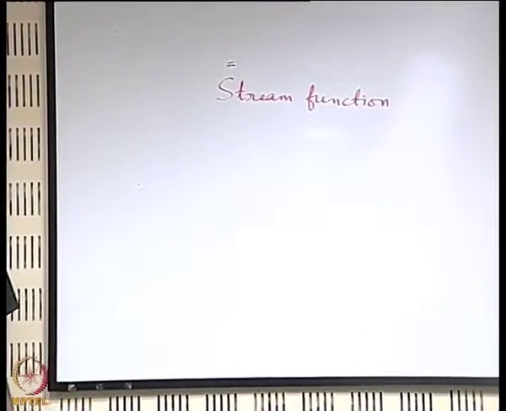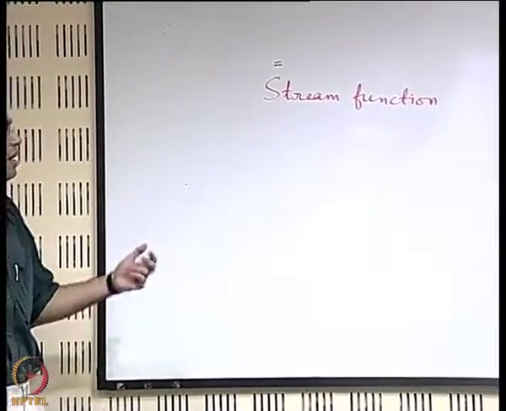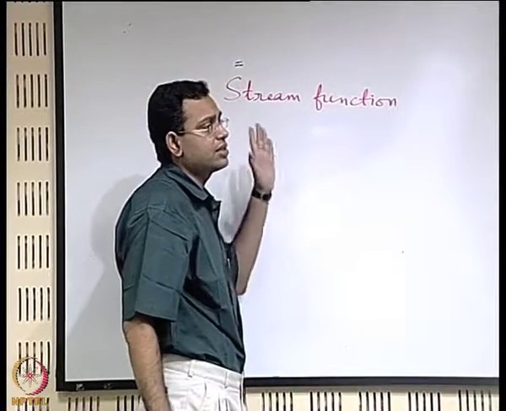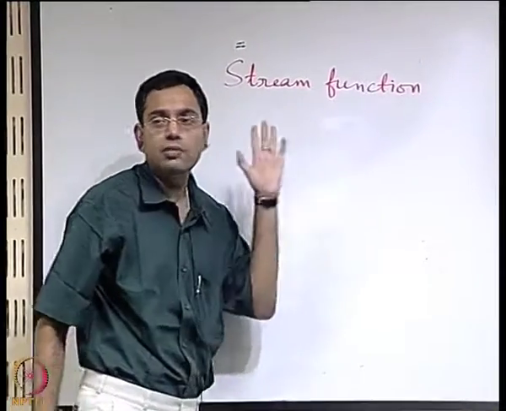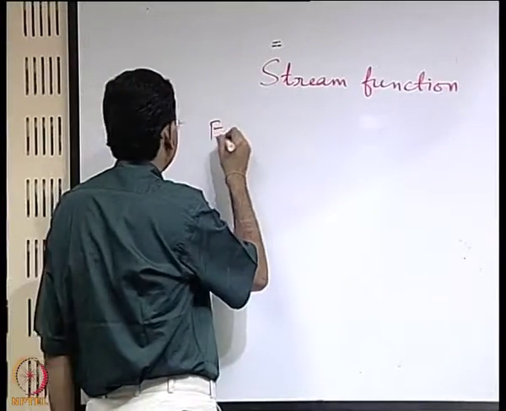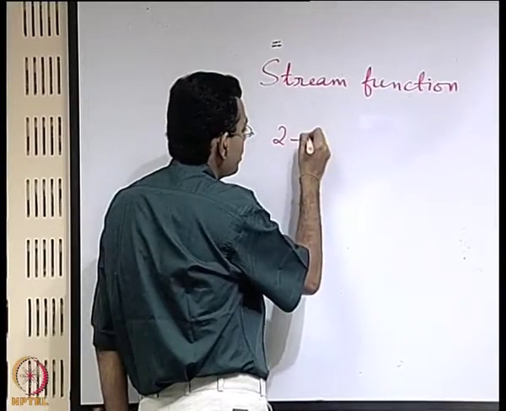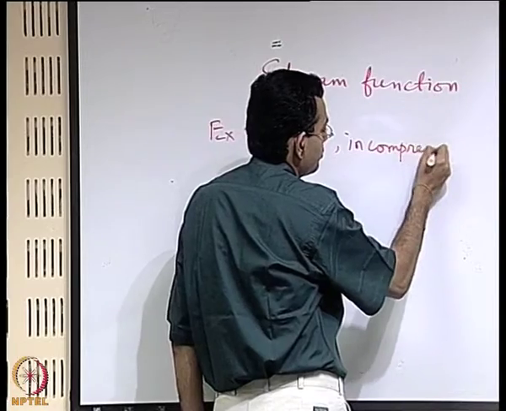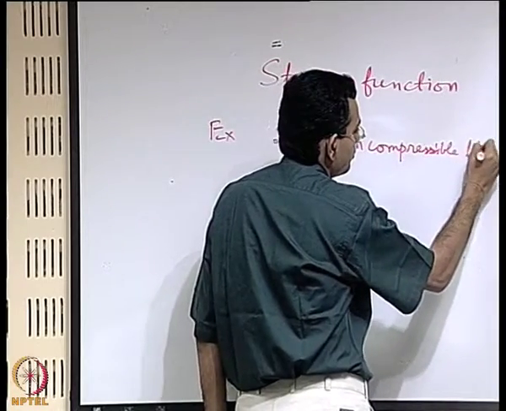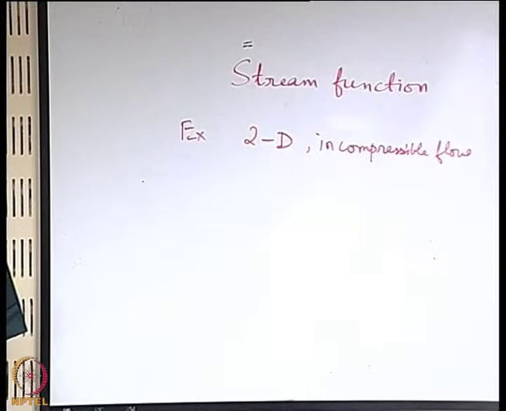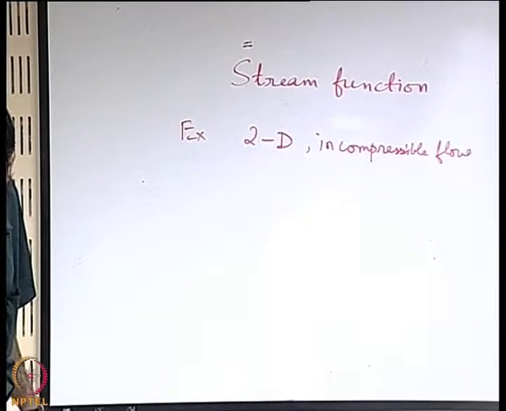So stream function is defined as follows. To look into the definition, let us first figure out what is the motivation behind defining such a function. Let us take an example of two dimensional incompressible flow, and write the form of the continuity equation for that. What is the form of the continuity equation for 2-dimensional incompressible flow?